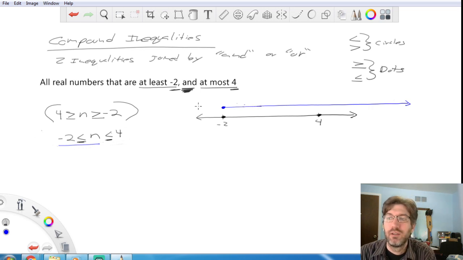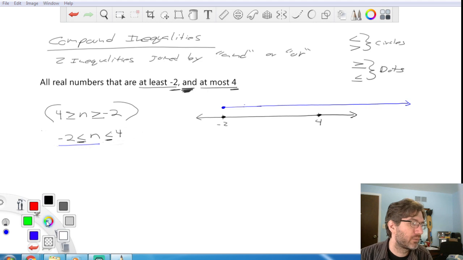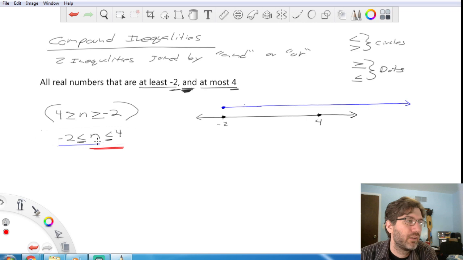Okay. Next, I'm going to look at this section. n is less than or equal to 4, which means it's going to be a dot on the 4. And I want numbers less than or equal to. So this is going to extend in this direction.